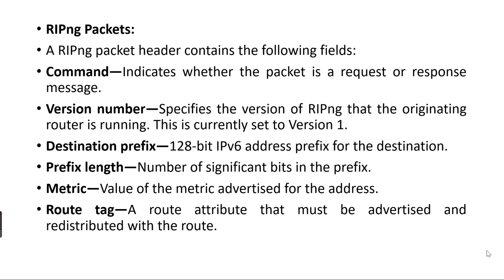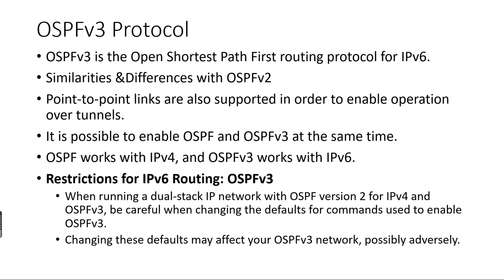So these are the fields present in the RIPng packet header. And that is all about the RIPng protocol. Now moving on to the OSPFv3 protocol. We all know OSPF is the Open Shortest Path First routing protocol, and the version v3 supports IPv6 addressing. So we have some similarities and differences with the OSPFv2 protocol.